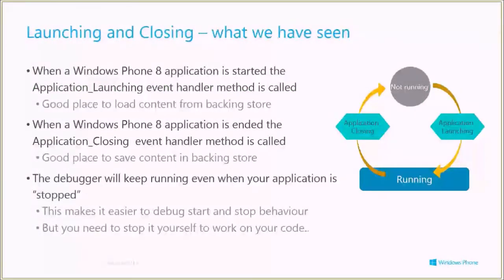So what we just saw: when a Windows Phone 8 application is started, the application launching event method is called. This is when you need to load the content from files. If you remember the last sessions about loading and saving data, we used to do that in the app.xaml.cs, and we did not go through much detail. So you can load a lot of things during the application launching or the application being closed.